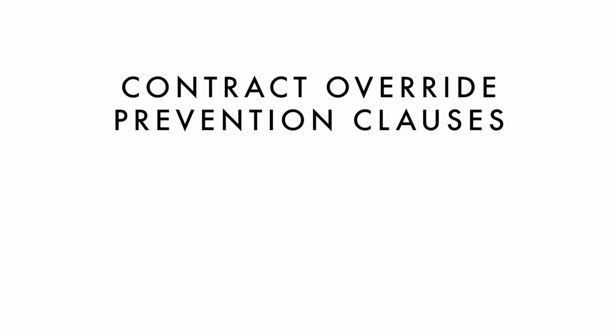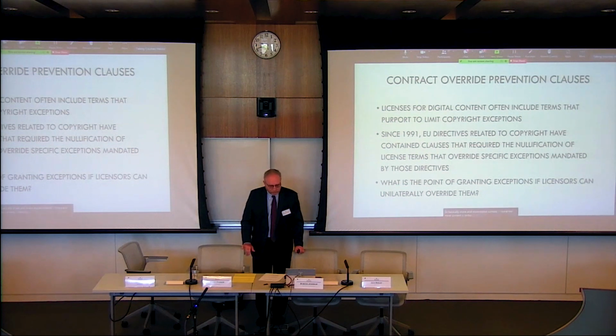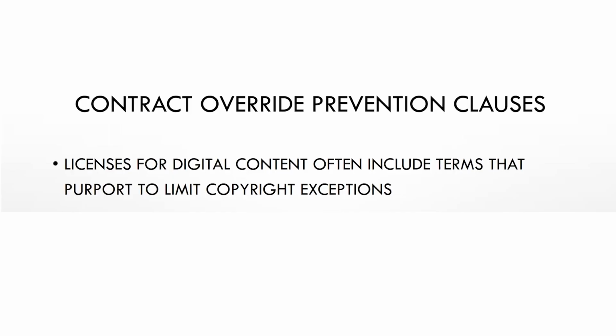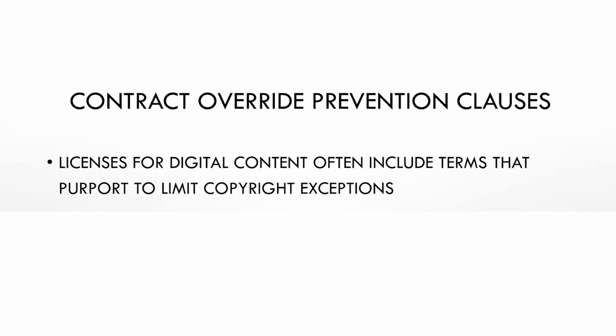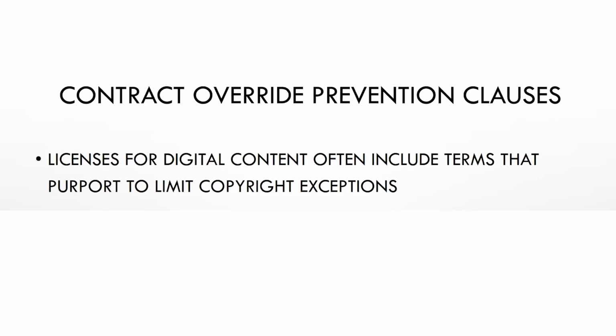So what are we talking about? This kind of awkward phrase, contract override prevention clauses. More and more content is being distributed digitally, and almost all of it is being distributed subject to licenses. Okay, so this really started in the 70s and 80s with software, and now it's pervasive with all the other kind of content that we access. And those licenses often have terms that limit copyright exceptions.